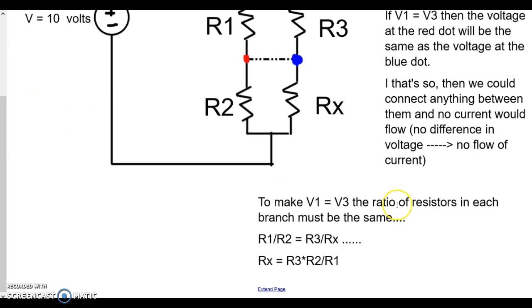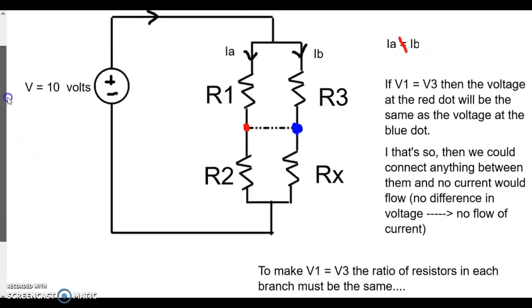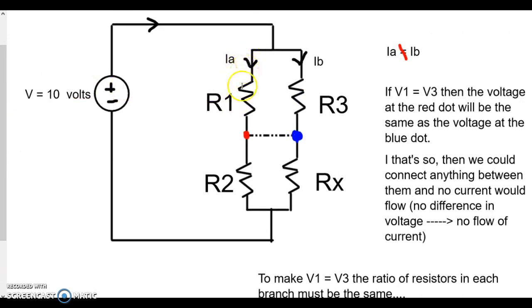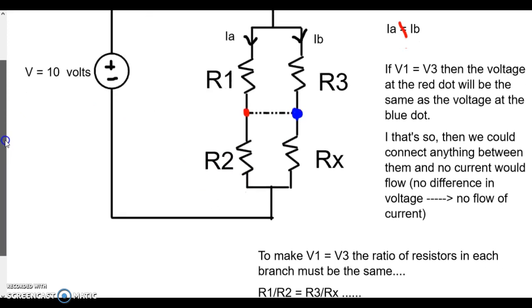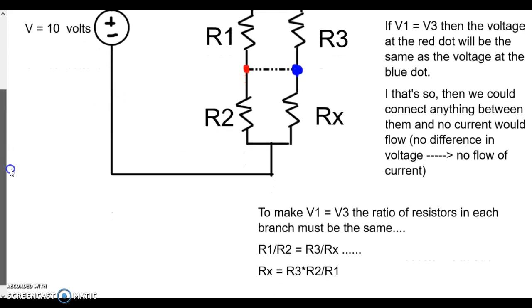Okay, how do we make that happen? Well, the ratio of the resistors in each branch must be the same. That is to say that IA times R1 is one voltage, IA times R2 is another voltage, and that all has to add up to 10 volts. I think you can pretty quickly convince yourself that the ratio of the resistors must be the same in each branch. So R1 over R2 has to equal R3 over Rx. A little bit of algebra here, getting Rx into the numerator, multiplying through by R2, dividing by R1, you get R3 times R2 divided by R1.